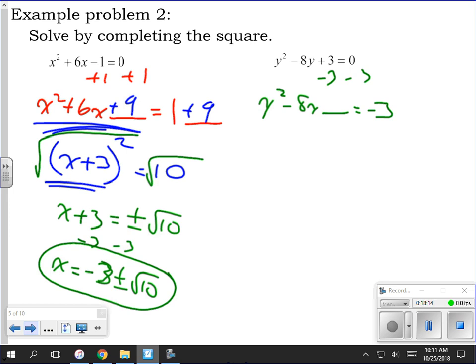I need to fill in that blank. I need to complete the square. I take half of b. This is b. Half of -8 is -4. I square that, I get 16. So I add 16 to both sides.